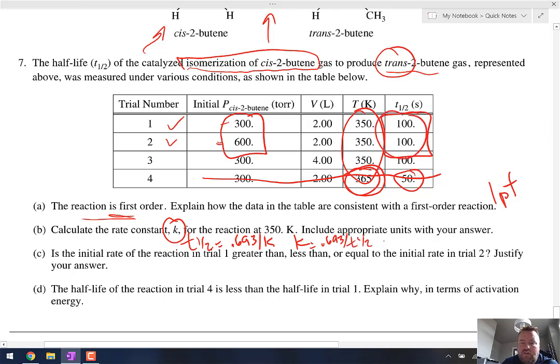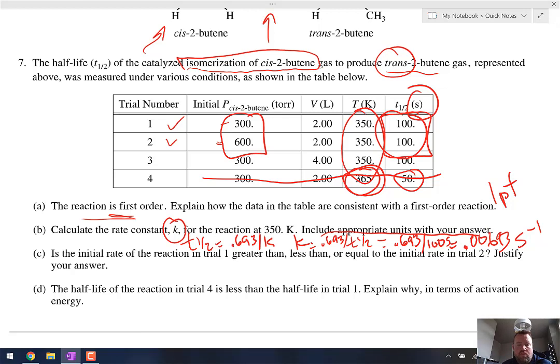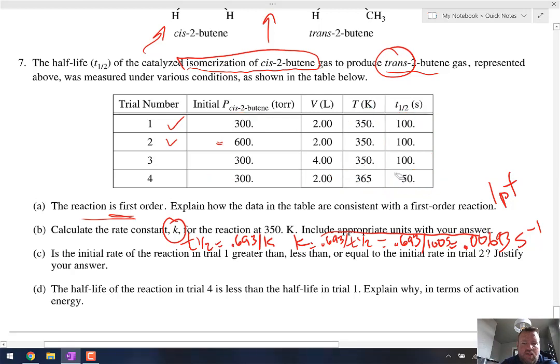And if the half-life is 100, then we're just going to take 0.693, divide by 100, and we're going to get 0.00693. Okay, and it says include appropriate units with your answer. Well, this was seconds, and now we have seconds on the bottom, so it's 0.00693 seconds to the minus 1. And you did have to have the correct units to receive the 1 point for that answer. Okay, obviously if you put that in scientific notation, 6.93 times 10 to the minus third, they also would have accepted that.